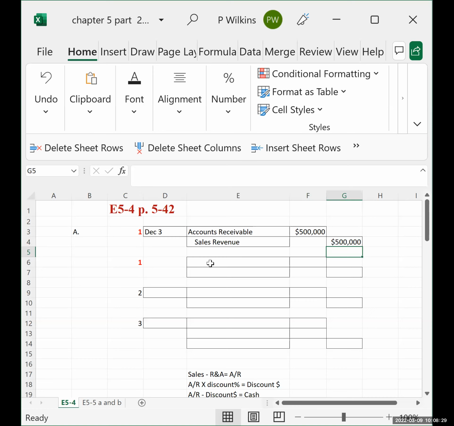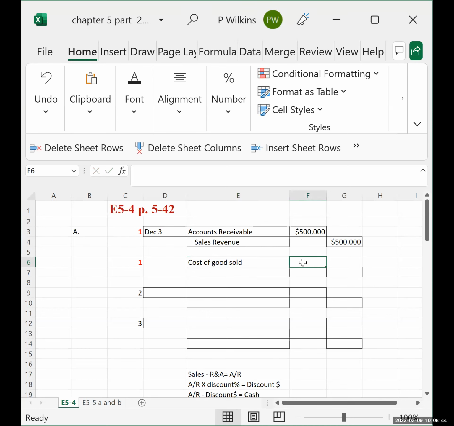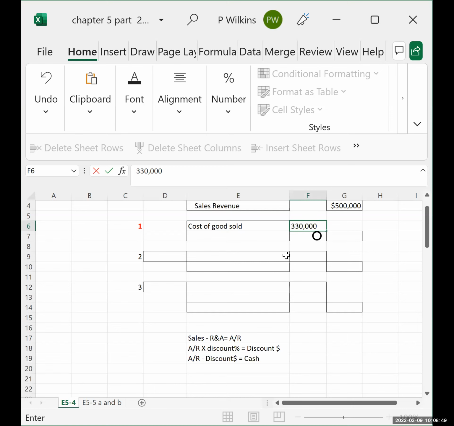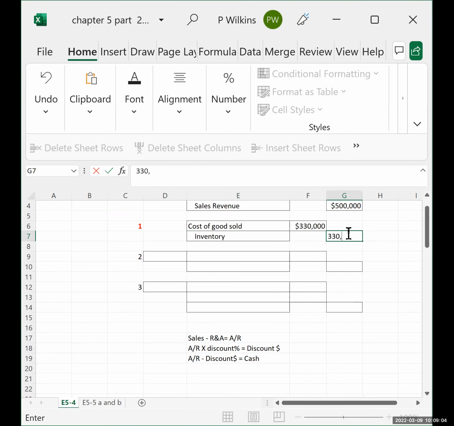The second part is to record the cost of goods sold and to get the item out of inventory. So we're going to debit cost of goods sold. And we're debiting that for the cost of the goods. And then the problem, they told us it was $330,000. And then we are going to credit inventory because we sold the item. We're taking it out of our inventory. So we're crediting inventory, $330,000.